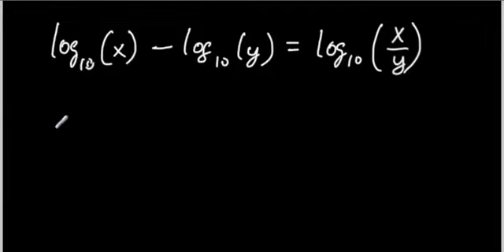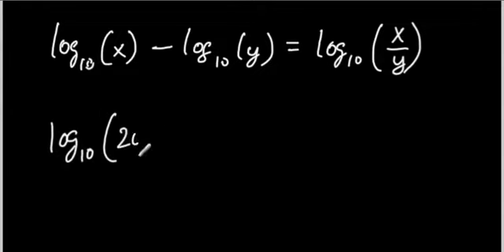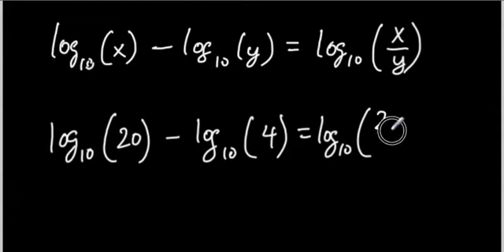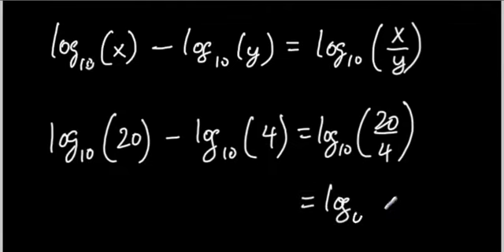So for example, if I had log base 10 of, say, 20, okay, minus log base 10 of, say, 4, this would equal log base 10 of 20 divided by 4, which is equal to log base 10 of 5. And that's the second log rule.